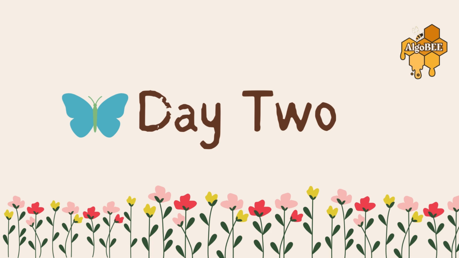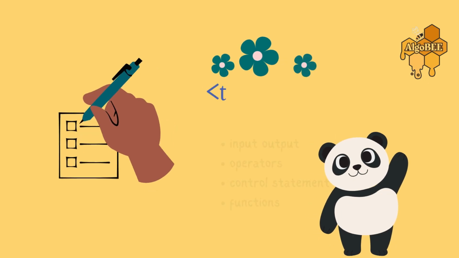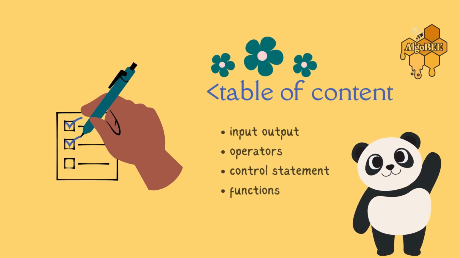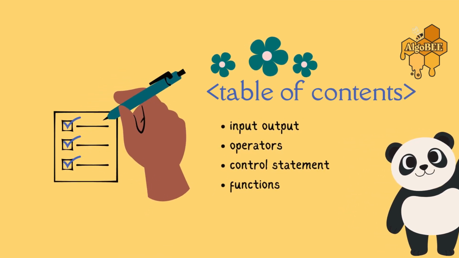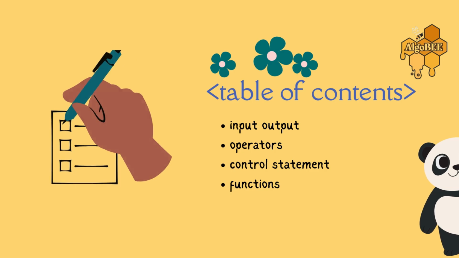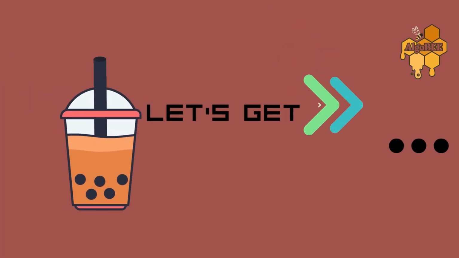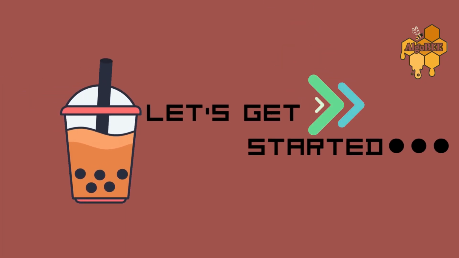We are about to embark on the second day of our 7-day C programming challenge. Today our table of contents are input-output, operators, control statements, functions. So what are you waiting for? Grab a copy and let's get started.